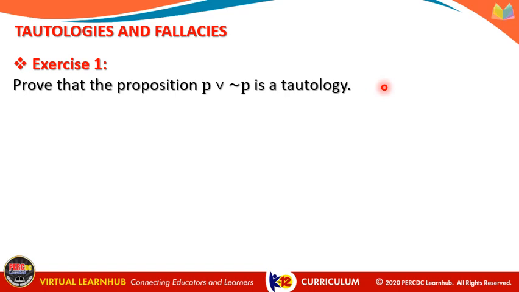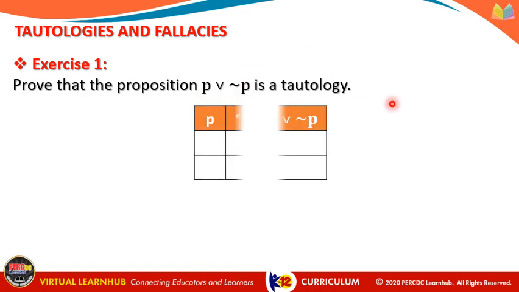Now, the first step here is to generate the truth table for this proposition. We need to know the truth values of our proposition. The dominant connective here is the one for disjunction. Thus, we will first get the negation of P, and after that, we will get the disjunction of P and not P. So, let's generate the truth table. If P is false, then the negation of P is true. If P is true, then the negation of P is false.